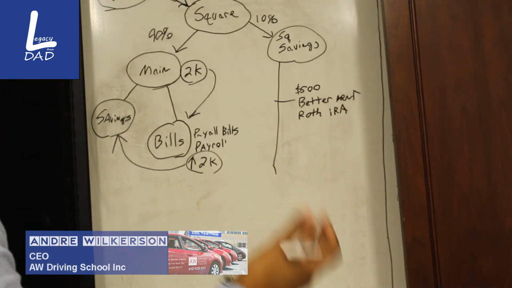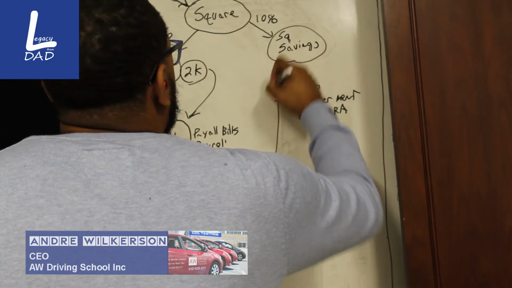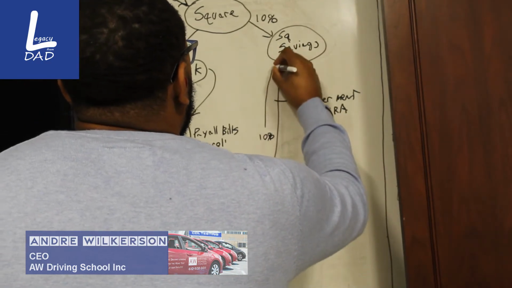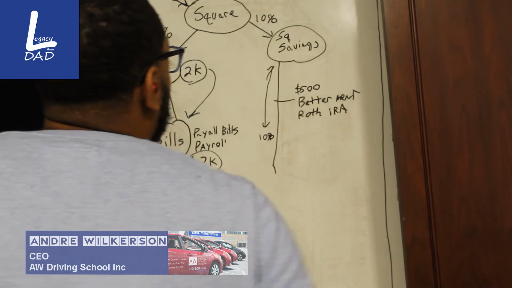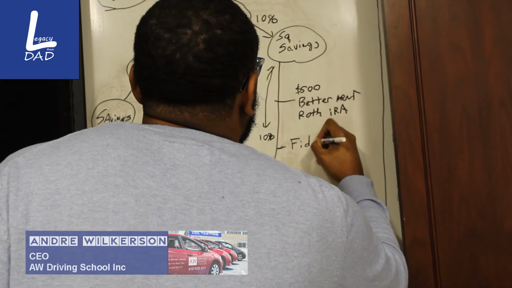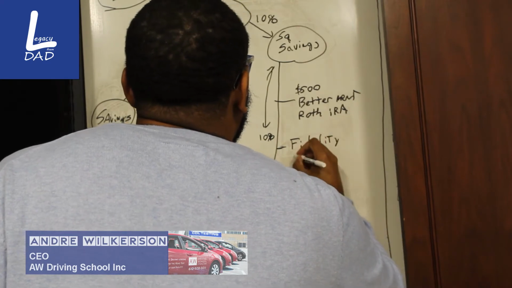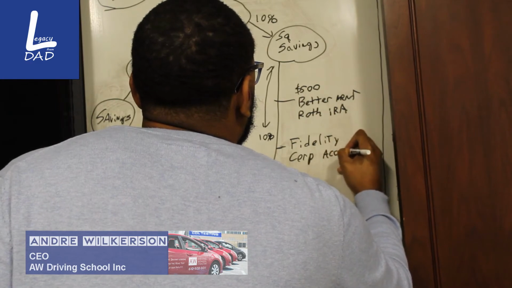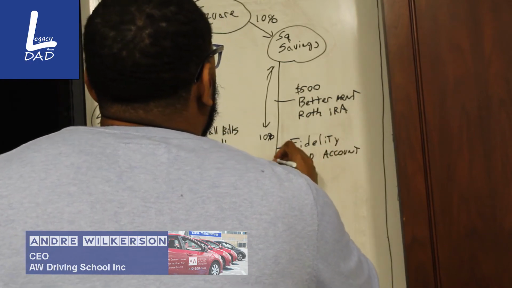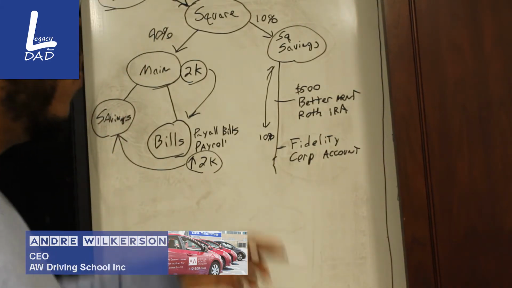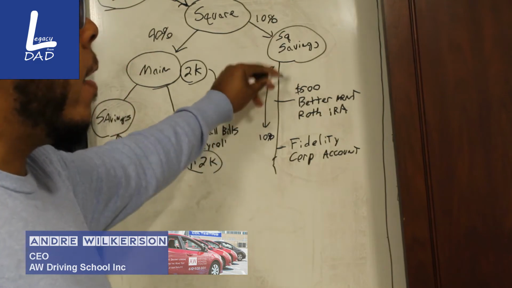The second thing I do is I take 10% of this total and move it over to my Fidelity corporate account. Now, why is this a great tool for me to build wealth? One, I'm maxing out my Roth IRA every year.